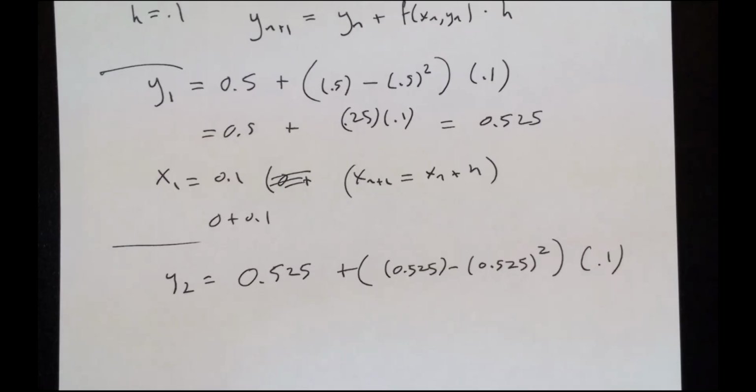I don't know what you're going to get out of this. But whatever you get out of this is going to go back in to get Y3. In all three of these spots, because that's Y plus Y minus Y squared times H. Make sense?